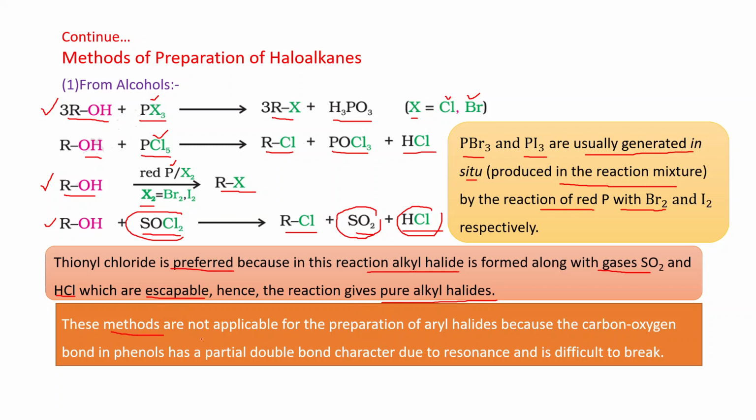These methods are not applicable for the preparation of aryl halides, because the carbon oxygen bond in phenols has a partial double bond character due to resonance and is difficult to break. We can see like this. This is the phenol, and this is the OH. When this reacts with HCl or HBr or HX, we will not get any product, because in this case the bond between carbon and oxygen has to break, but due to resonance it has some partial double bond character which is difficult to break.